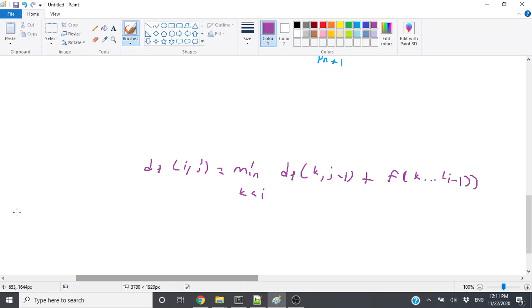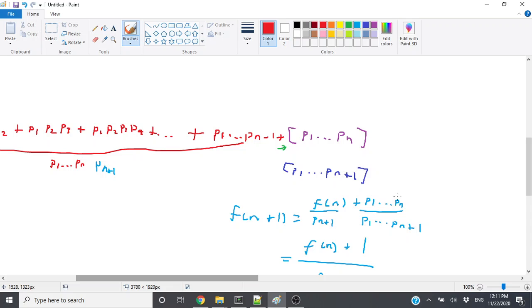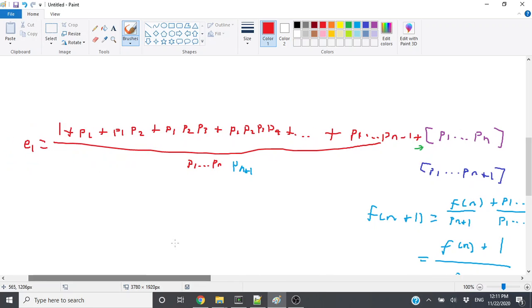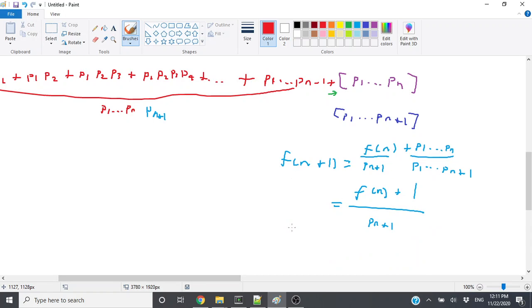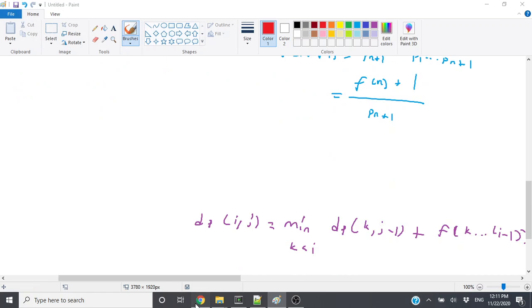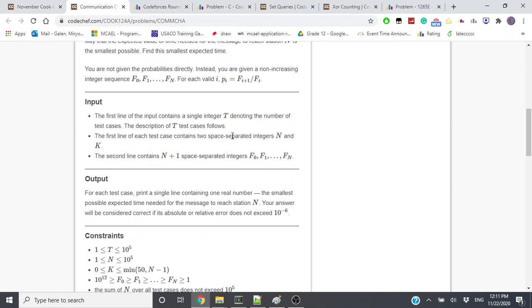Not entirely sure what to do here. But as we go from I to I plus 1, we do know how this changes. We get this addition of value, and this whole thing gets divided by Pm plus 1. So we get f of n over Pm plus 1, and then we also gain this addition of value, which is divided by Pm plus 1, so we get plus 1 over Pm plus 1. Question is, how does this help? Somehow this must be optimized.